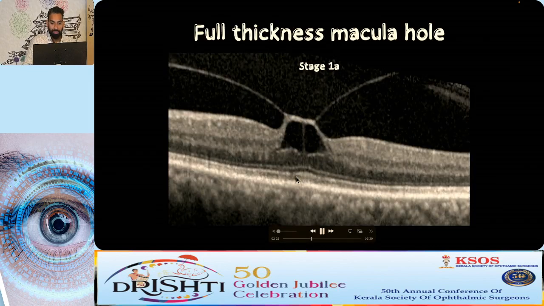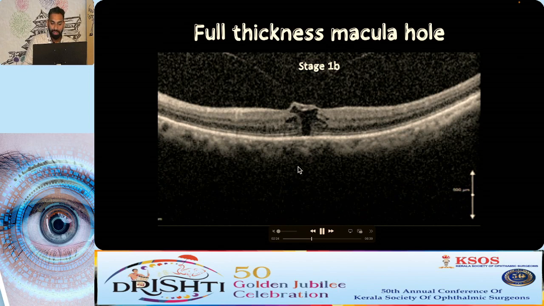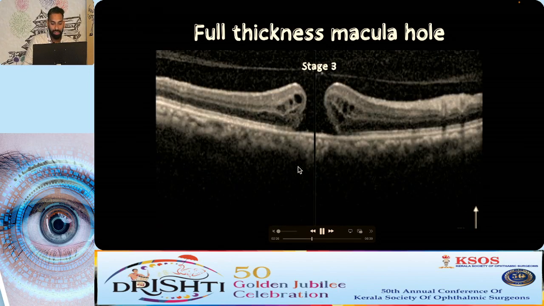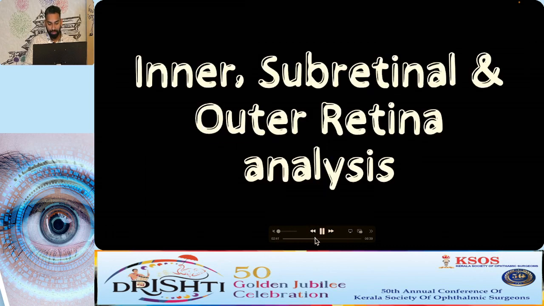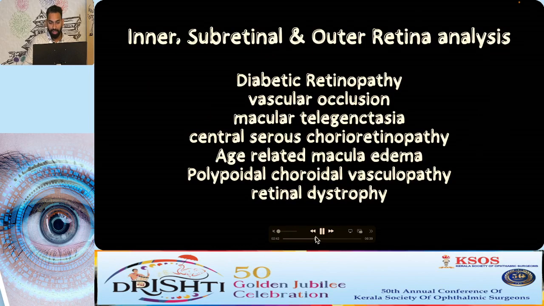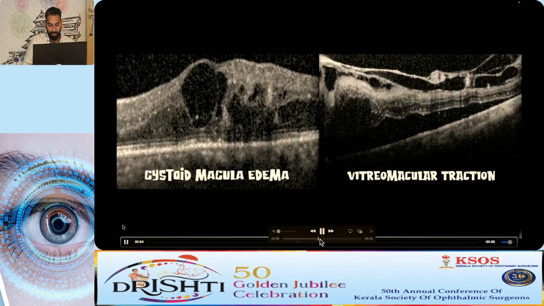And then we come to the full thickness macular hole. In the first few stages, it is more of a vitreomacular traction, which then develops to an operculum. There are other lesions of intraretinal, subretinal, and outer retinal, like diabetic macular edema.